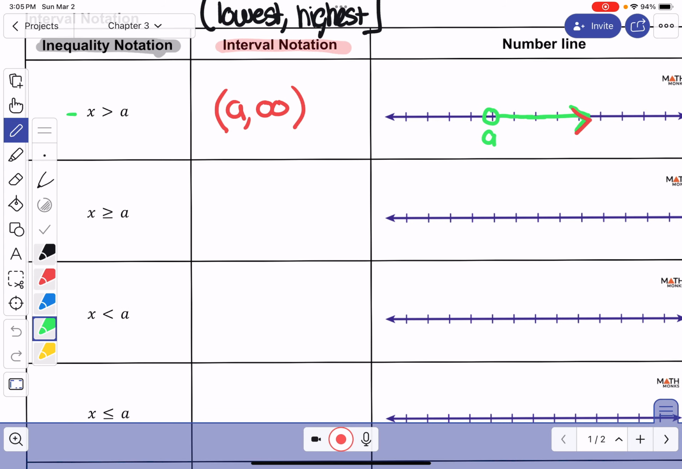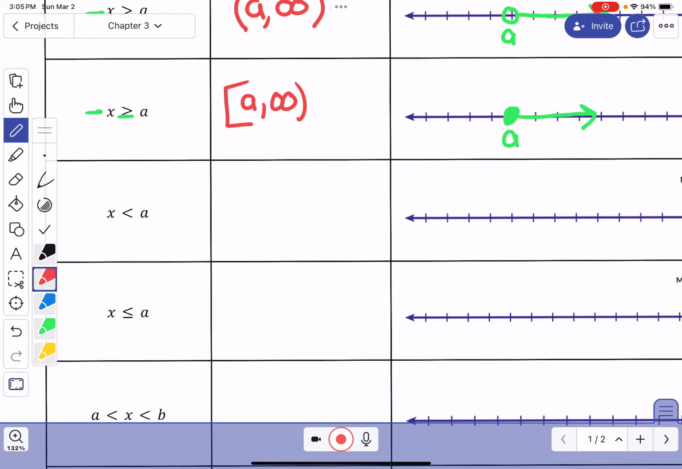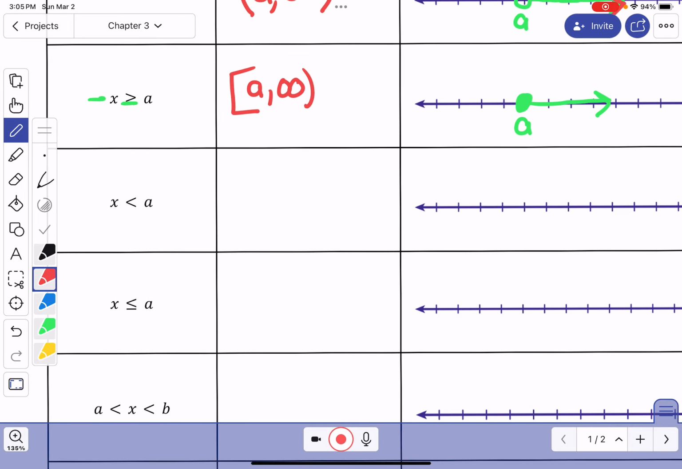Now the difference between this and this is that greater than or equal to. So if I were graphing it, I would color in the circle because now I can actually equal a. And in my notation, I would put a bracket because I can equal the a. Infinity, you can never actually get to infinity. That's why that side stays a parentheses. All right, let's look at the next two.